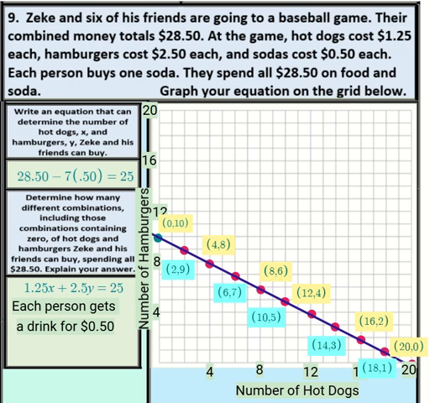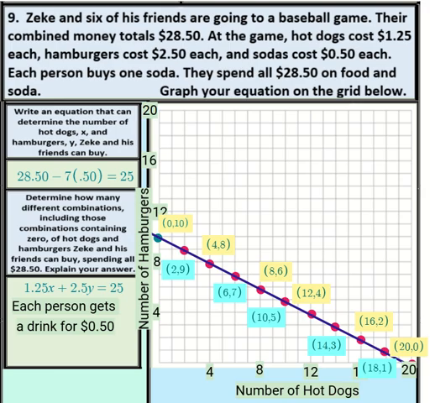Zeke and 6 of his friends are going to a baseball game. Their combined money totals $28.50. At the game, hot dogs cost $1.25 each. Hamburgers cost $2.50. And sodas cost 50 cents each.